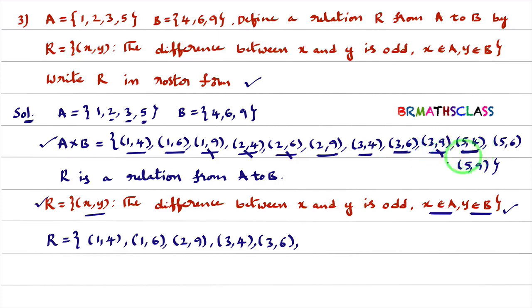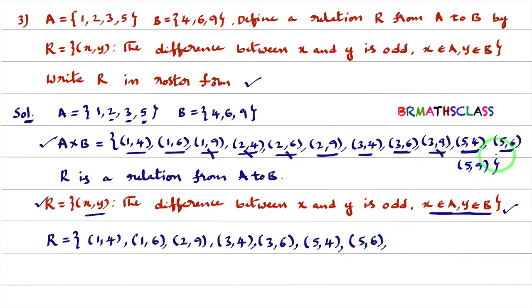Now you take the ordered pair (5, 4). Bigger number minus smaller number: 5 minus 4 is 1. 1 is an odd number. So this ordered pair (5, 4) will come in this relation. You can check 5 is in set A, 4 is in set B as per this information, and the difference between them is odd. Okay. Now what about (5, 6)? 6 minus 5 is 1. That is odd. So the ordered pair (5, 6) is present in this relation.